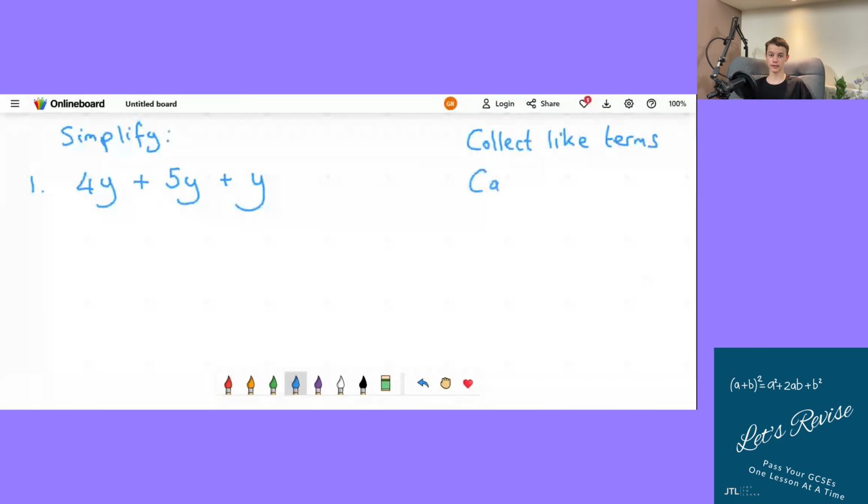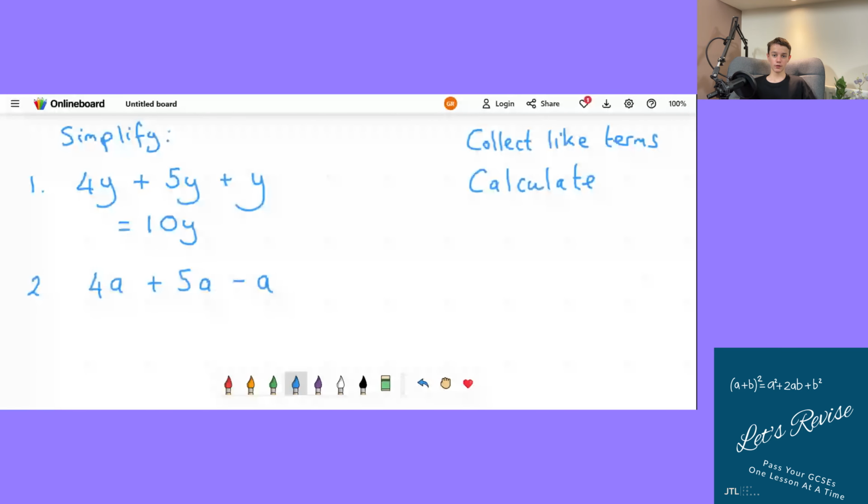So, it's simplify 4y plus 5y plus y. So all of the terms are the same. So what we have to do is put 4y plus 5y is 9y plus y is 10y.